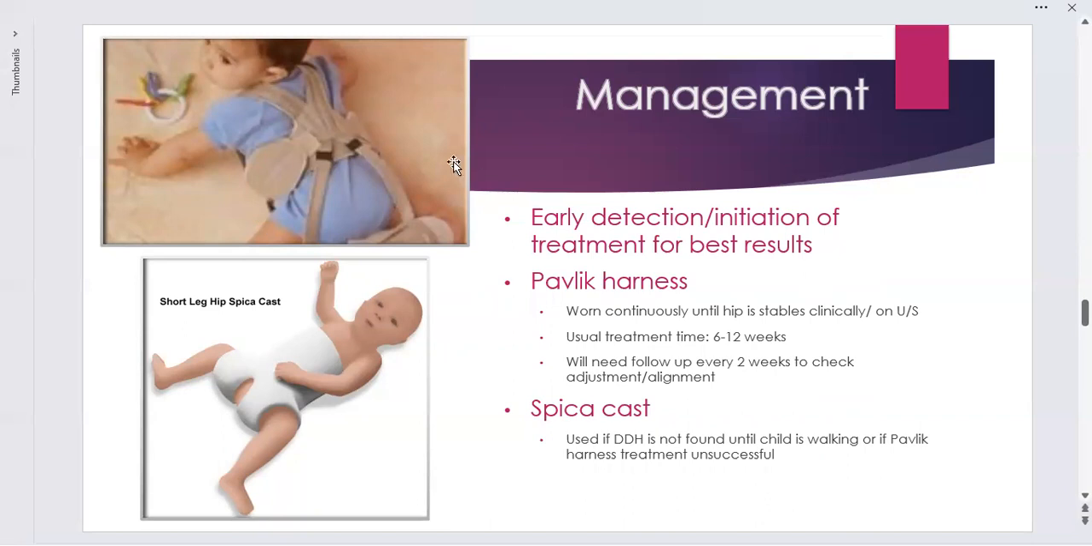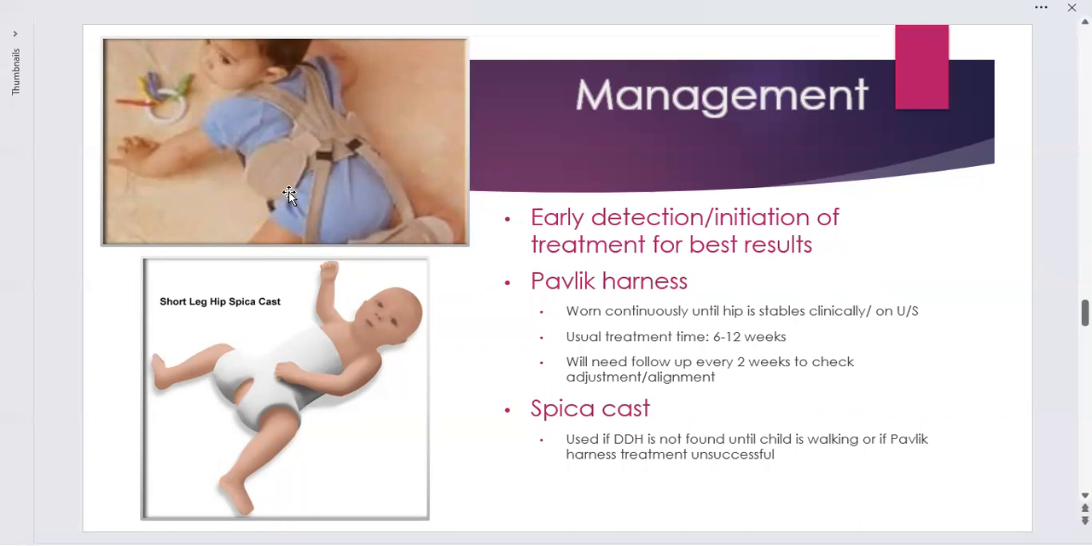Not really a great picture, but here we're looking at our Pavlik harness. Your textbook has a much better picture. But essentially this is going to be worn continuously until the hip shows stability on ultrasound or based on the clinical findings. Usual treatment's about 6 to 12 weeks, depending on how advanced that dislocation is.